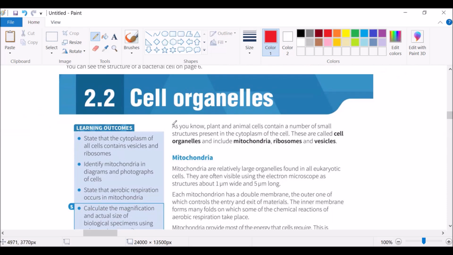Now we move on to cell organelles. Plant and animal cells contain a number of small structures present in the cytoplasm of the cell. These are called cell organelles and include mitochondria, ribosomes, and vesicles. So organelles are small structures suspended in the cytoplasm of a cell.